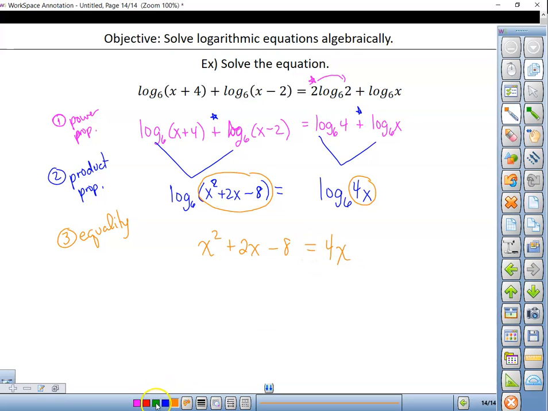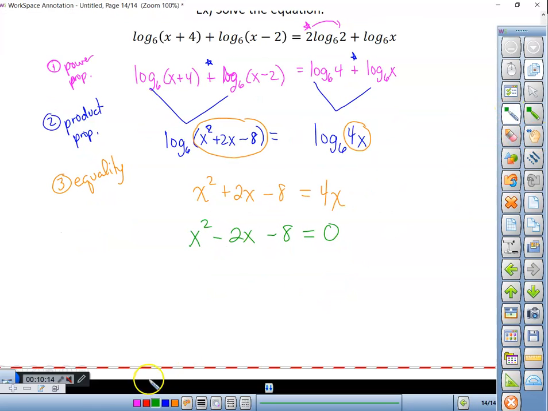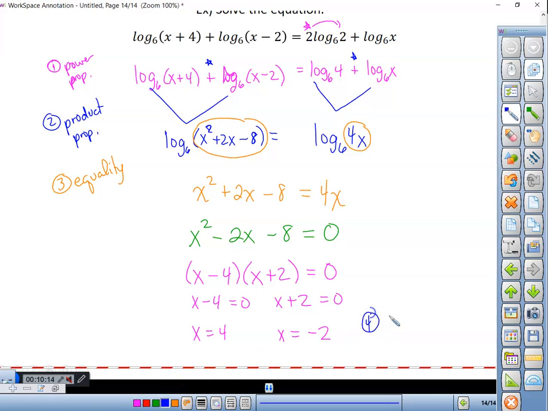So this time I have a quadratic equation that I need to solve, so I'm going to get it into standard form. If I can factor it, I will, because that'll probably be a little faster. If not, I could use my quadratic formula. Here I get factors of x minus 4 and x plus 2. And so my zero product property gives me possible solutions of positive 4 and negative 2. So now I have to check each of these to see what they do with the original arguments.